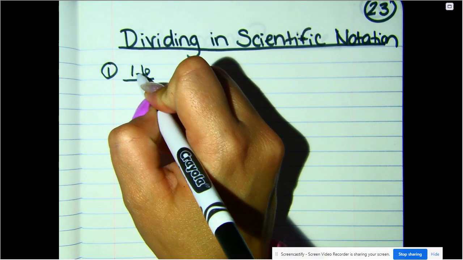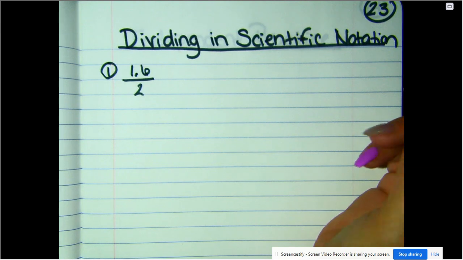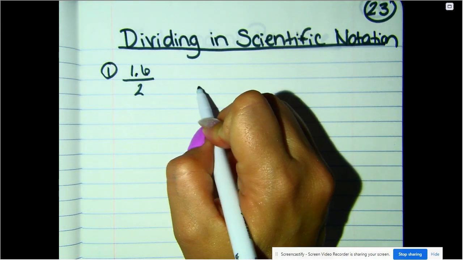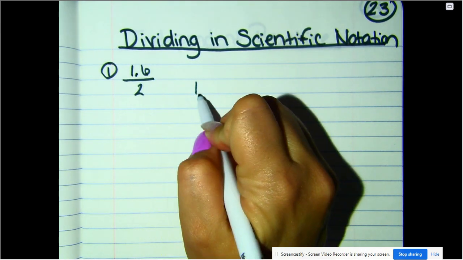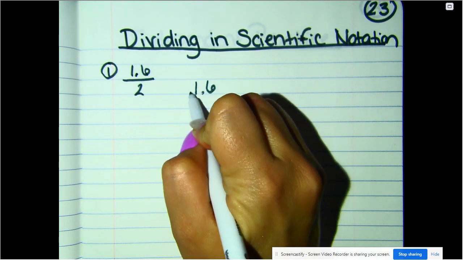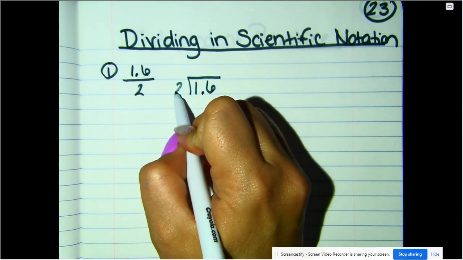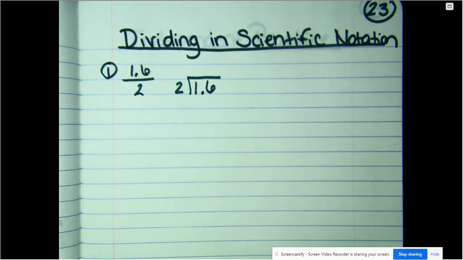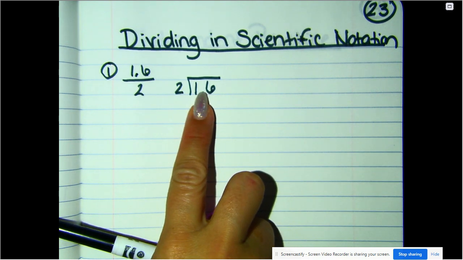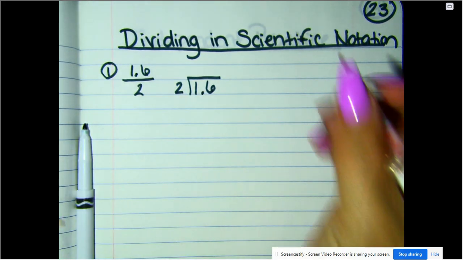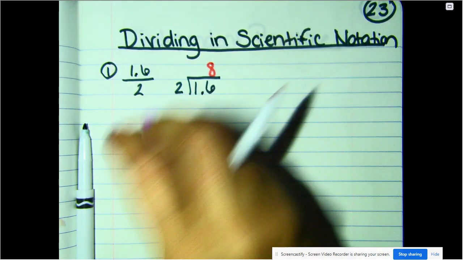So we're going to do 1.6 divided by 2. Some reminders about dividing decimals. The numerator is going to go inside our division sign, and our 2 is going to go on the outside. Let's briefly forget about this decimal point. How many times does 2 go into 16? Or 2 times what equals 16? Well, that would be 8. 2 times 8 is equal to 16.